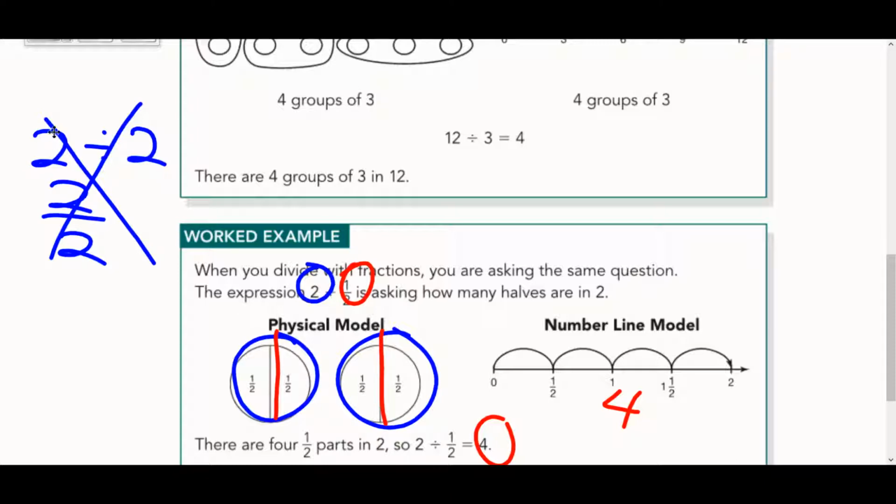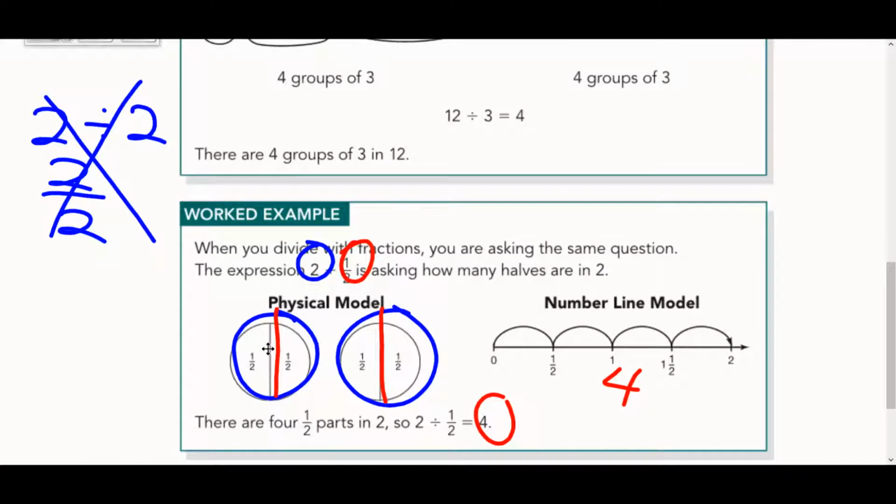Now, I want to be very clear. This is not dividing it in half. That would be 2 divided by 2, or 2 over 2. See the difference? 2 divided by a half and 2 divided in half are 2 different things. They're very similar, but they're very different. All right, so this is 2 divided by 1/2.